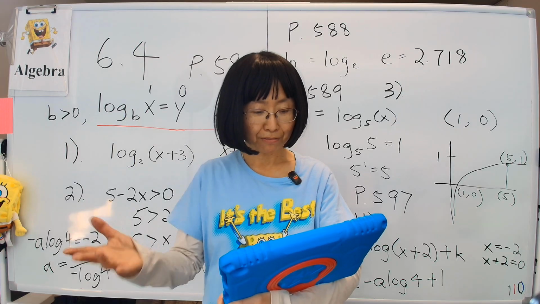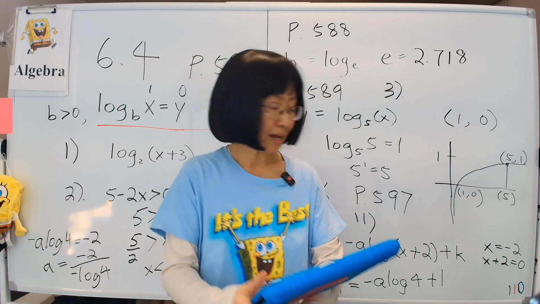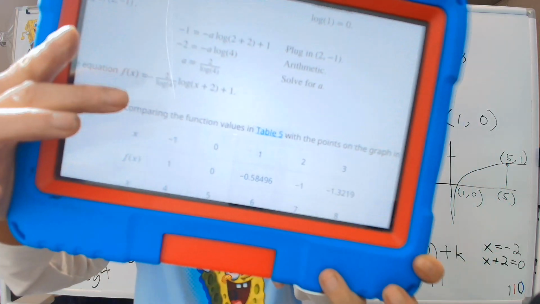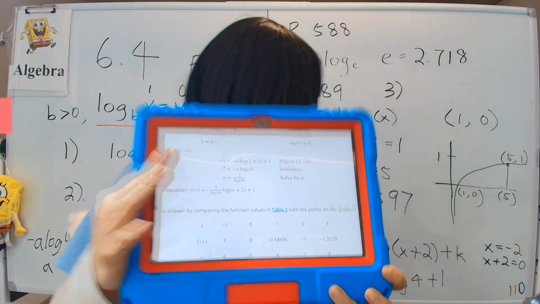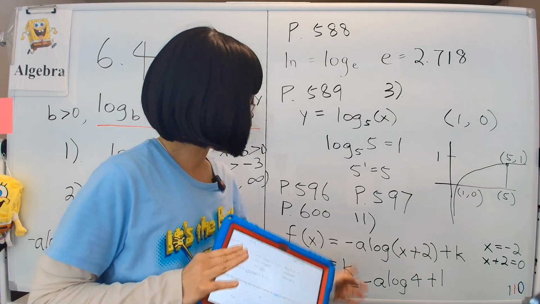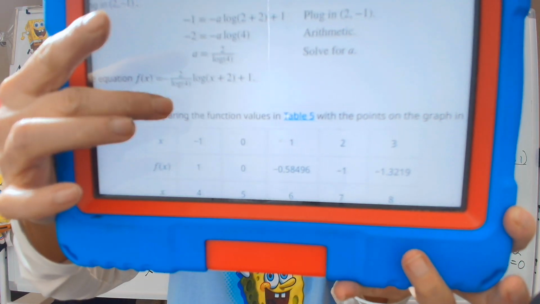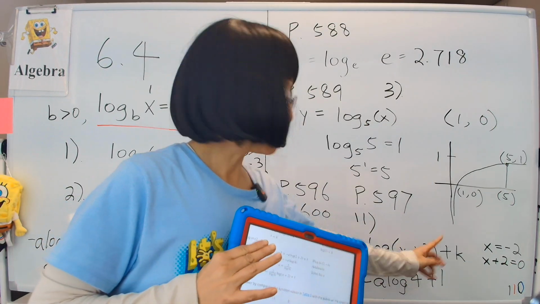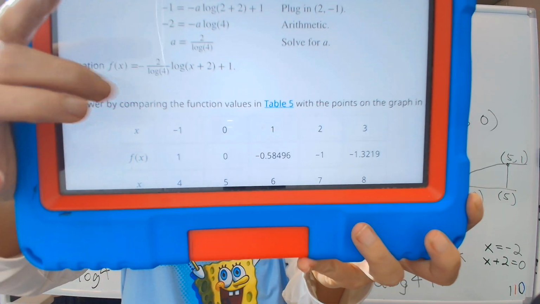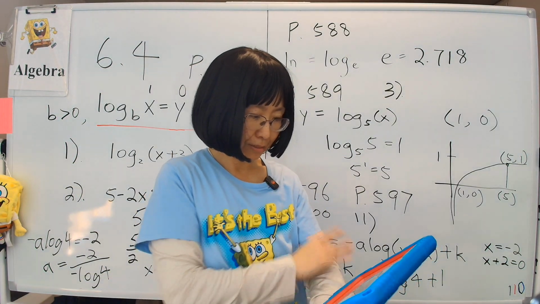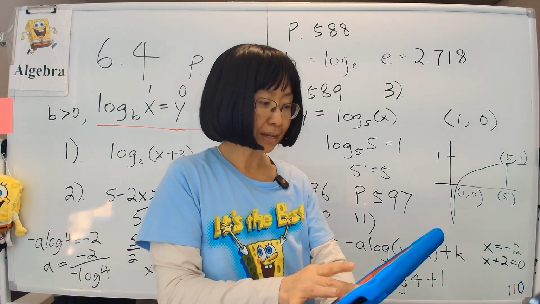That's good enough, okay? So the function f of x, as written out, if you substitute that a, don't forget the negative sign there, because originally we set up the equation with a negative sign. So negative a, which is 2 over log 4, and then log of x plus 2, plus k, and k is 1. So that is the equation we're looking for. And that marks the end of this section.